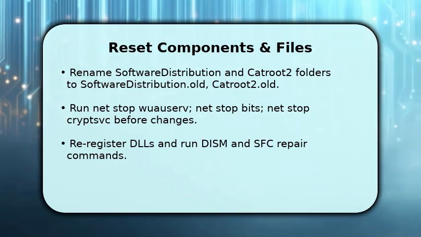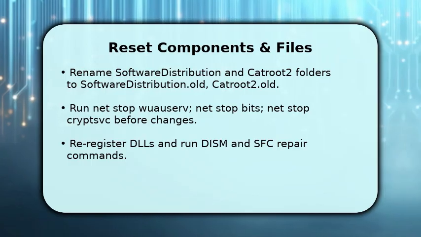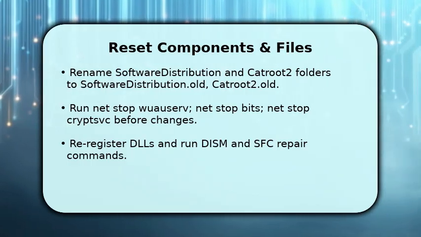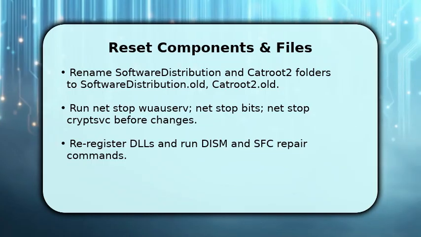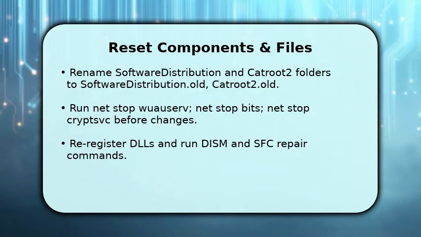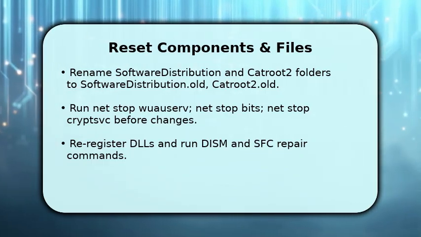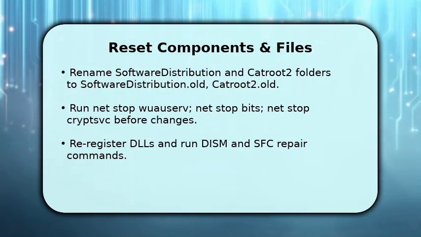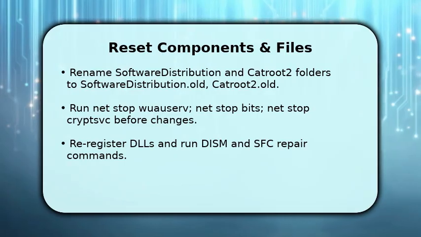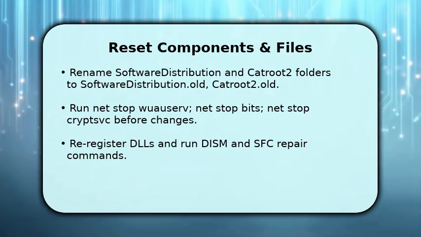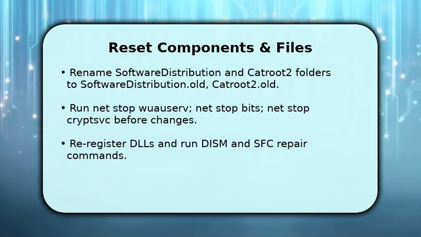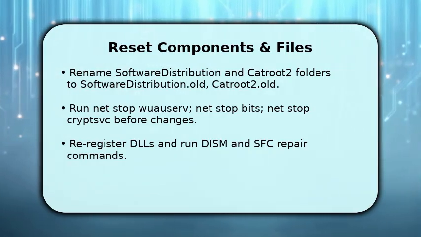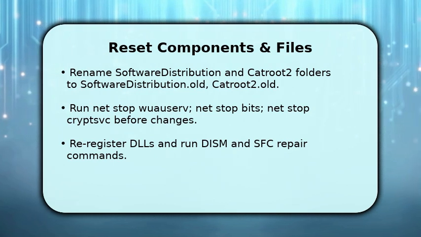This forces Windows to recreate clean folders. You should run the command sequence to stop wuauserv, BITS, and cryptsvc before renaming, otherwise files stay locked. After renaming, re-register critical DLLs used by Windows Update, then run DISM to repair image corruption and SFC to restore system files. Once those complete, you'll restart services and check Update Agent Health in the final slide.